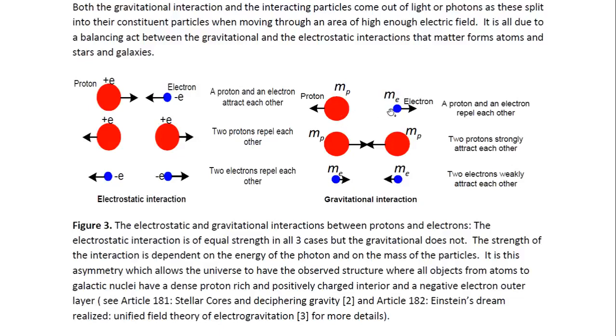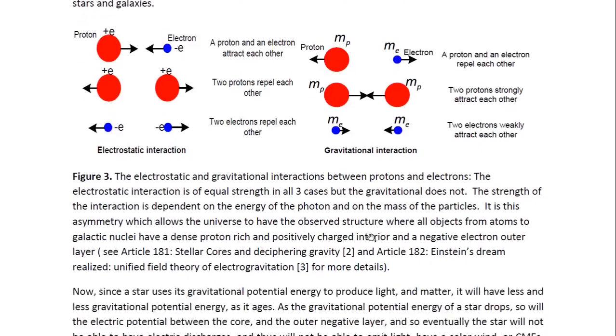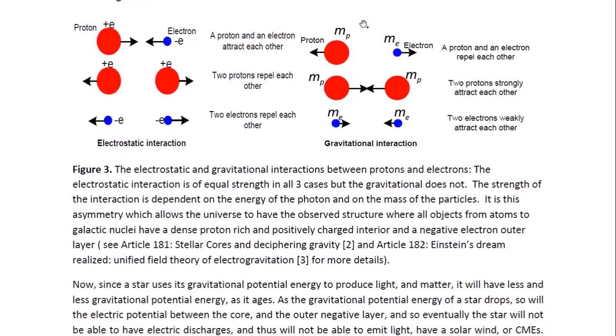Because the proton is much more massive than the electron, the interaction between two protons is much stronger than the interaction between a proton and an electron. And the other part of the interaction has actually to do with the photon that the proton and the electron come out of, and thus the interaction can have different strengths depending on the energy of that photon.